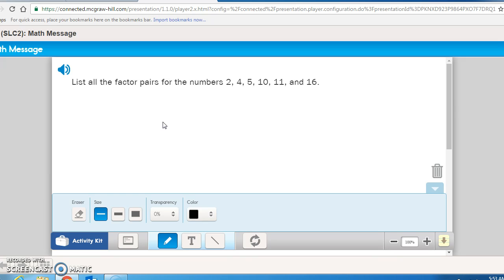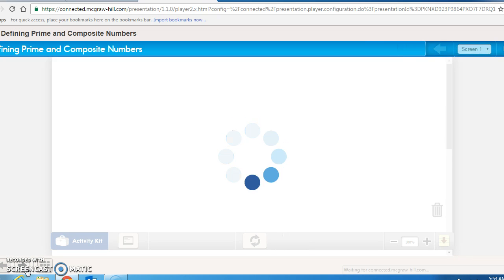How about the number 16? 1 and 16 equals 16. 2 times 8 is 16. And 4 times 4 is 16. What do you notice about the factor pairs for the number 2, the number 5, and the number 11? Hopefully you notice that each number has only 2 factors, the number 1 and the number itself that we started with.